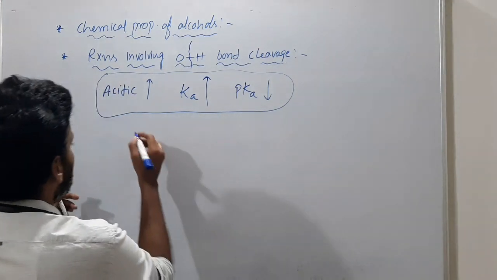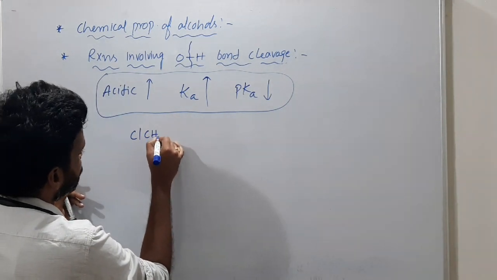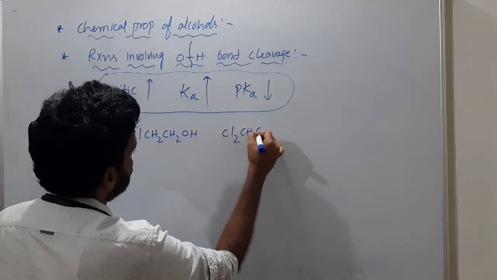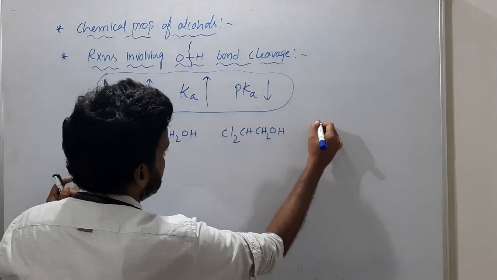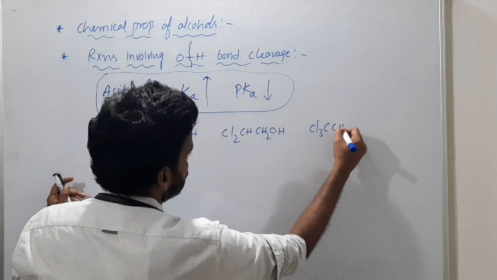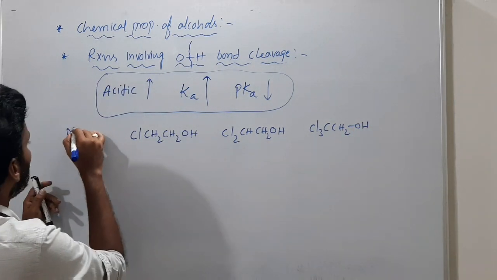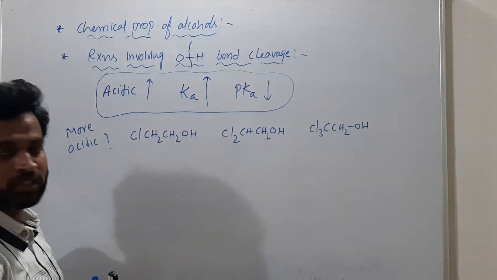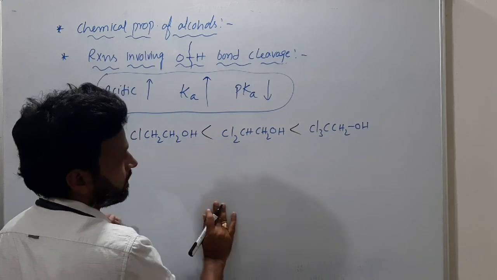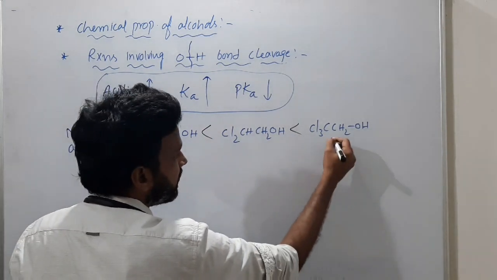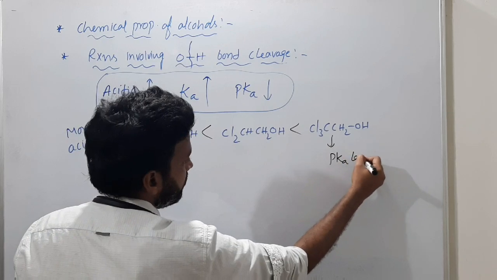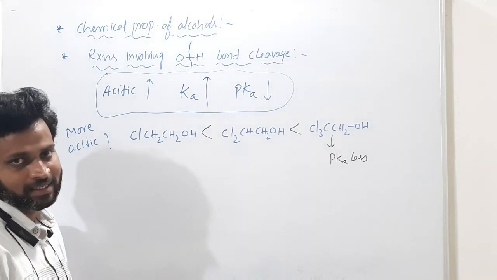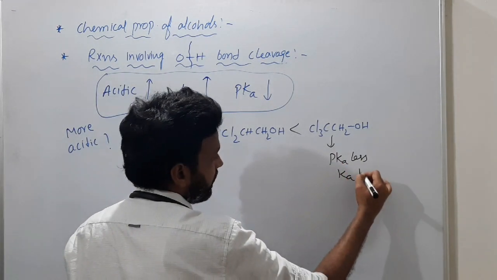Got it? So they will give like this: ClCH2CH2OH, Cl2CHCH2OH, Cl3CCH2OH. Who is more acidic? Acidic is my question. Certainly this one is more acidic. That means who has less pKa? This has pKa value less. Why? Acidic nature is more, pKa value is less. pKa less means Ka value is more.